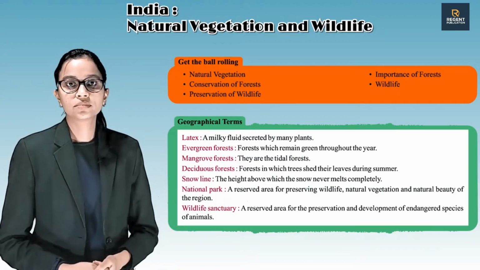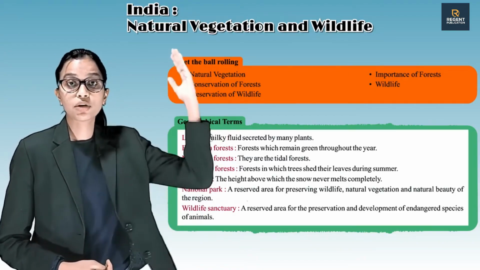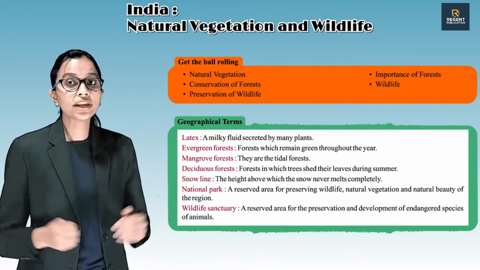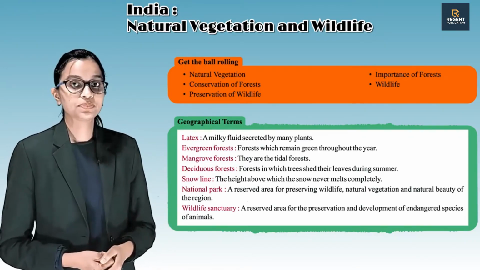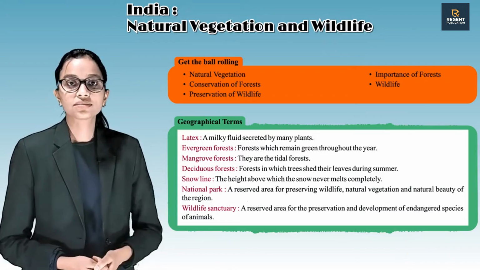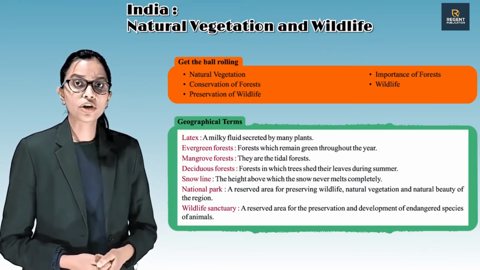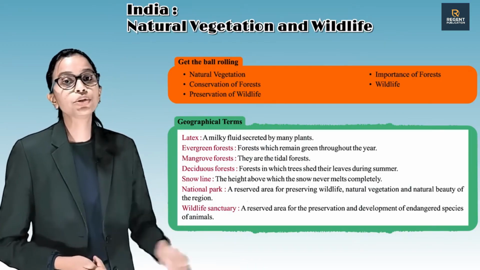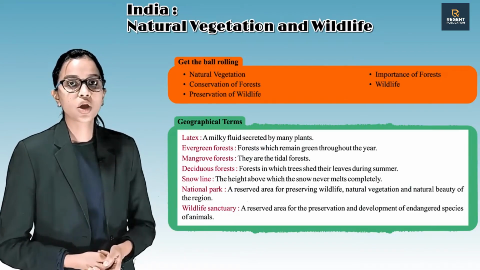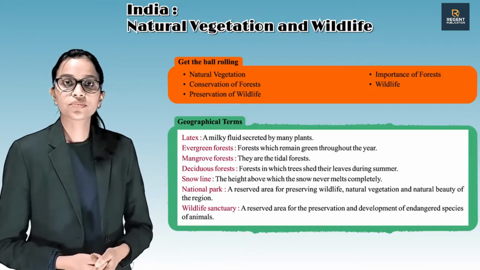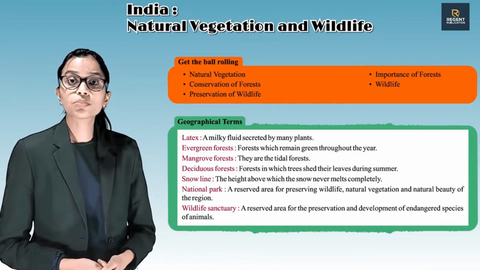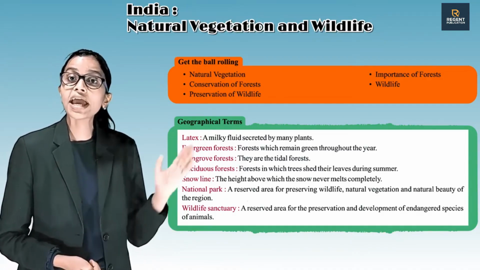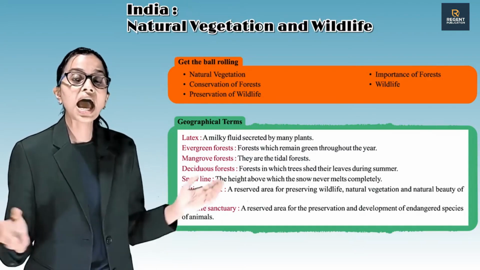Snow line: the height above which the snow never melts completely. National park: a reserved area for preserving wildlife, natural vegetation and natural beauty of the region. Wildlife sanctuary: a reserved area for the preservation and development of endangered species of animals.